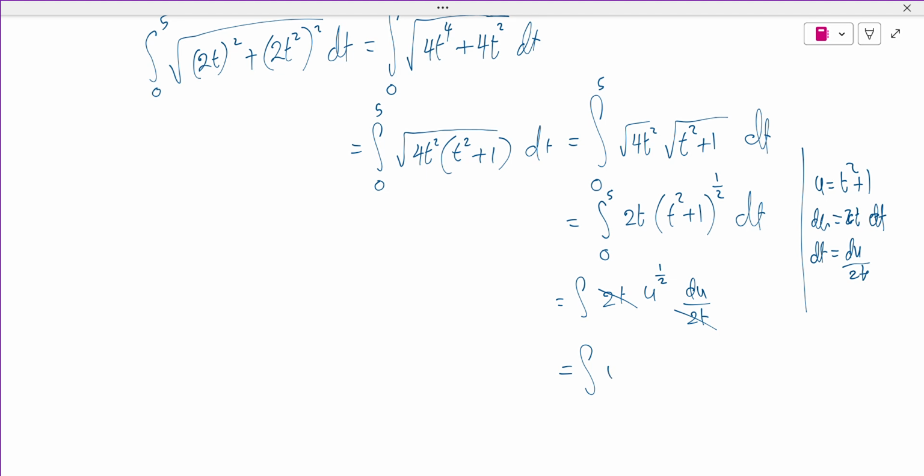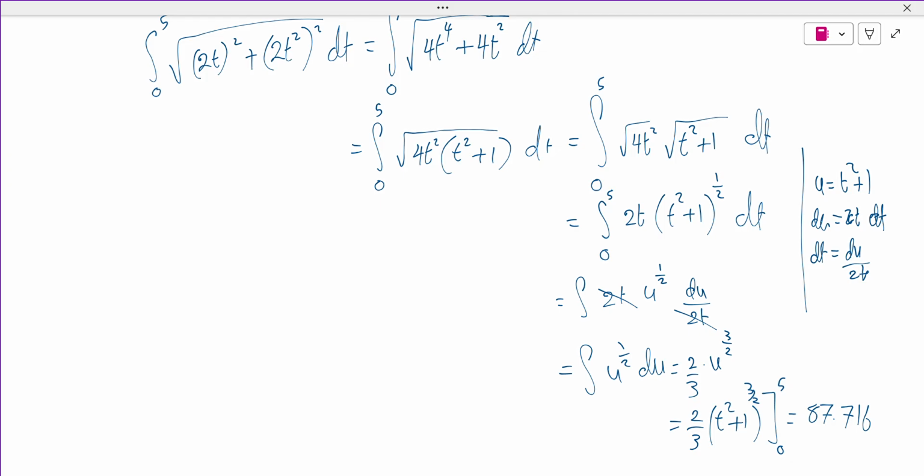The integral of u raised to half du is equal to u raised to 3 over 2 times 2 over 3, and we can put the u back, which is t squared plus 1, raised to the power of 3 over 2, evaluated from 0 to 5. That is going to be 87.716.